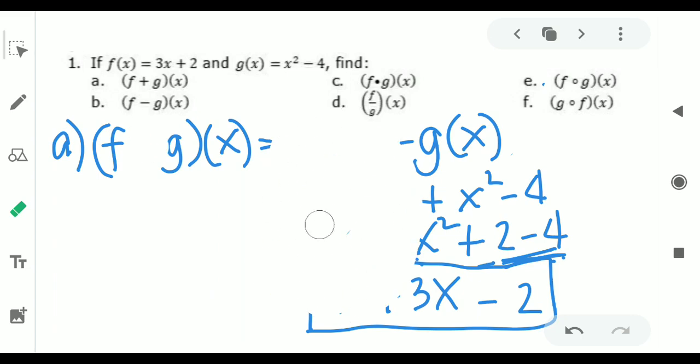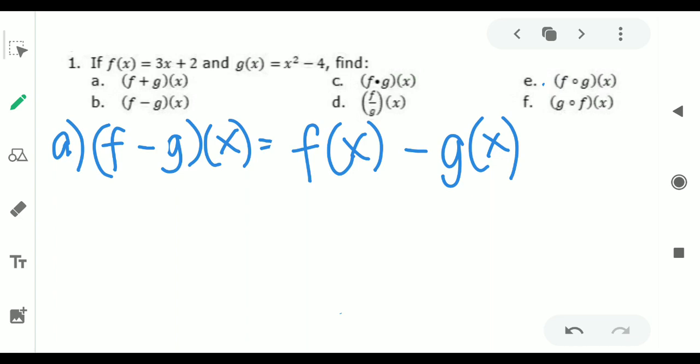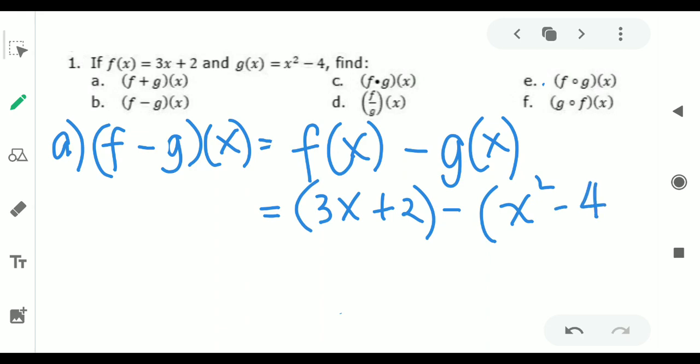So we have f minus g of x. That simply means we subtract g of x from f of x. Again, f of x is 3x plus 2 minus the quantity x squared minus 4.